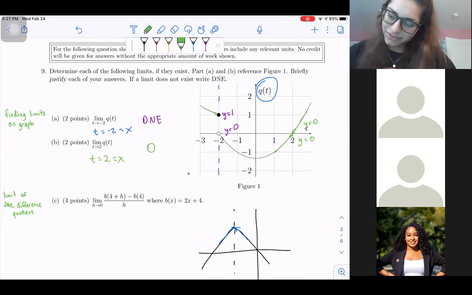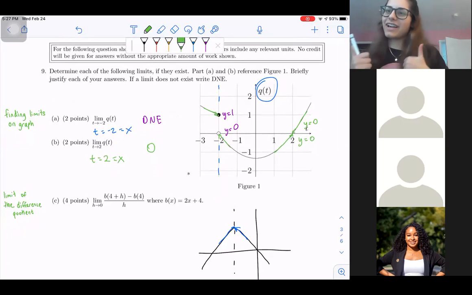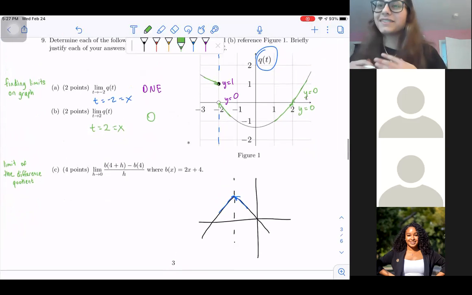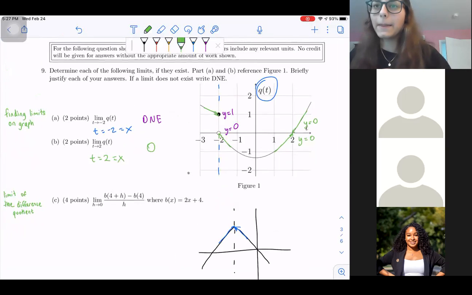Just as a general rule of thumb, I will draw arrows and see if they meet. If they meet, we're all happy. If they don't meet, the limit does not exist. Any other questions about that one?